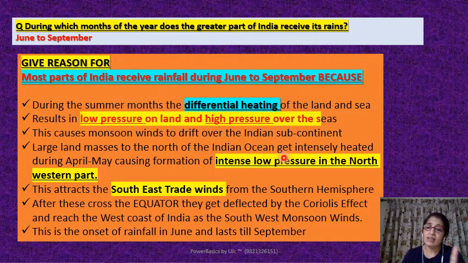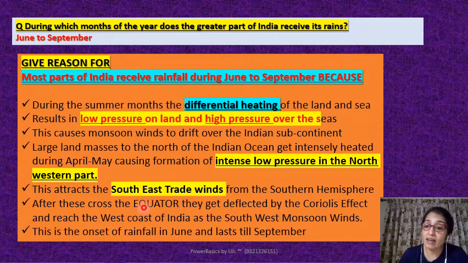You may wonder why we're talking about southeast trade winds. Okay, fine. The southeast trade winds are attracted from the southern hemisphere. Now they are below the equator, 20 degrees south of the equator. They are being attracted towards India. Once they cross the equator, we read about the Coriolis effect last year. The Coriolis effect deflects them towards the western coast of India.